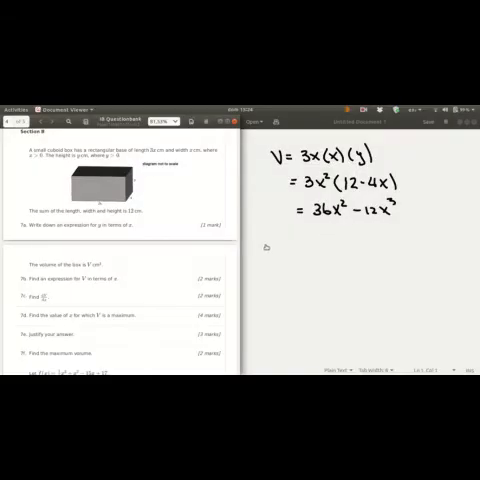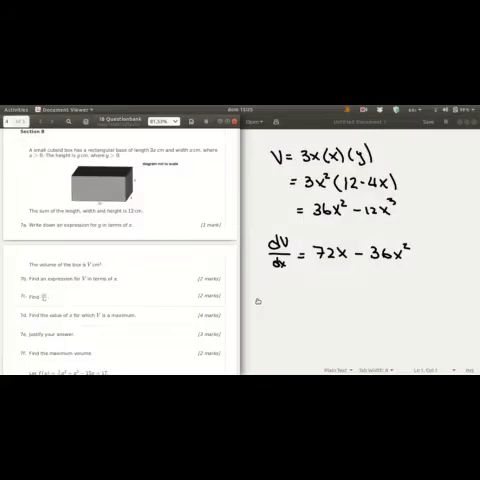Find the derivative of V with respect to x. This is an application of the power rule. Simply bring down the exponent and subtract it by 1. Find the value of x for which V is a maximum. We can simply set the derivative equal to 0 and then solve for x.